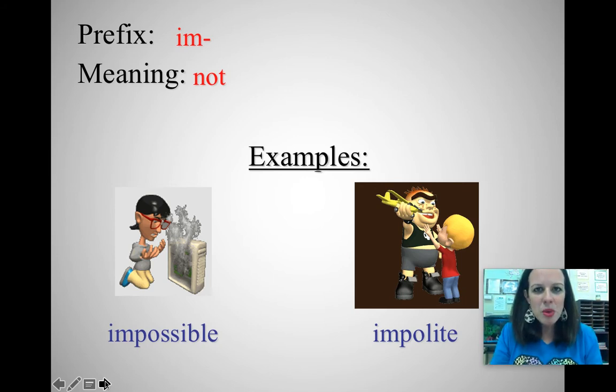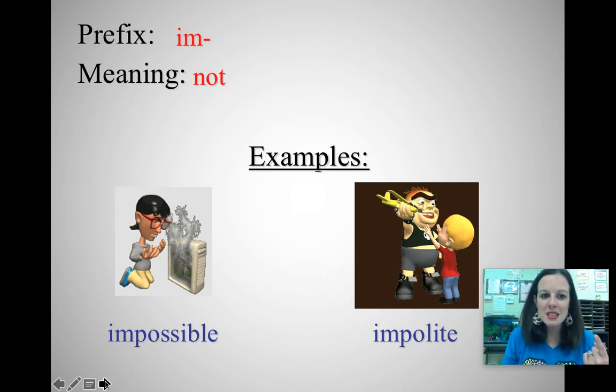In impossible, what is the base word? What's the word that you see inside of impossible? That's a word all on its own. I hope you said possible. So possible is the base word, so what's the prefix? M. When I added M to possible, now it means not possible.